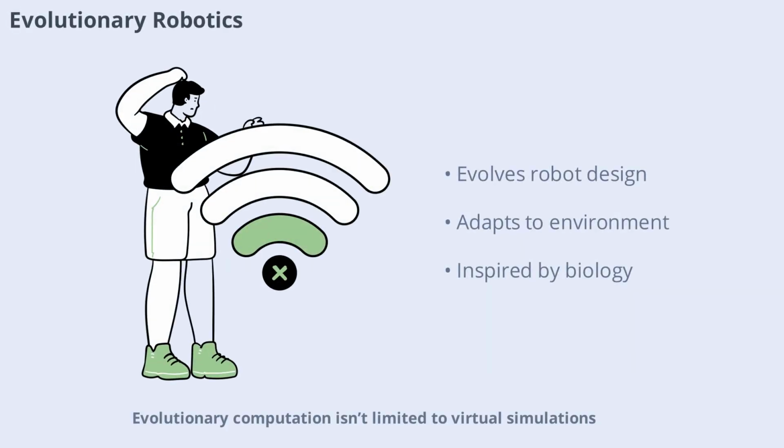Evolutionary computation isn't limited to virtual simulations. In evolutionary robotics, algorithms are used to evolve the design and behavior of robots, often inspired by biological organisms. These robots can adapt to their environment, learn new tasks, and even evolve new forms. This field bridges biology and engineering, demonstrating how principles of evolution can lead to innovative solutions in technology and robotics.